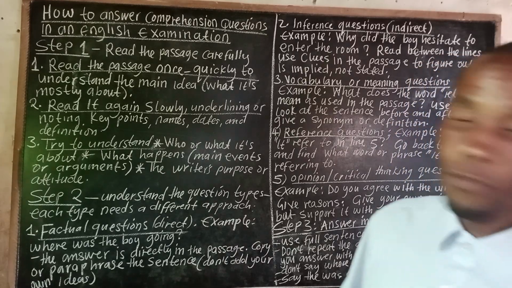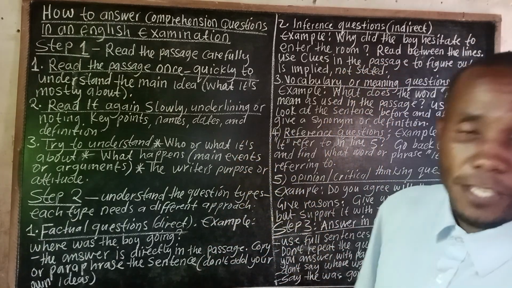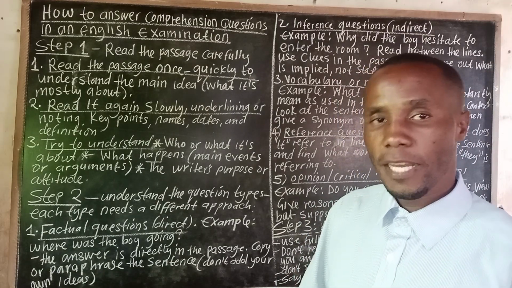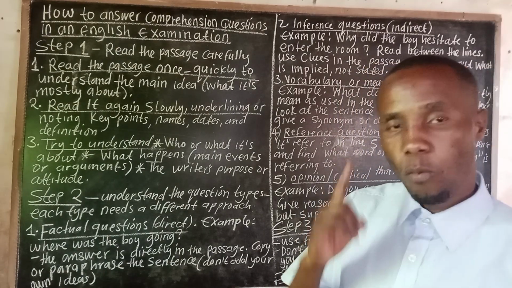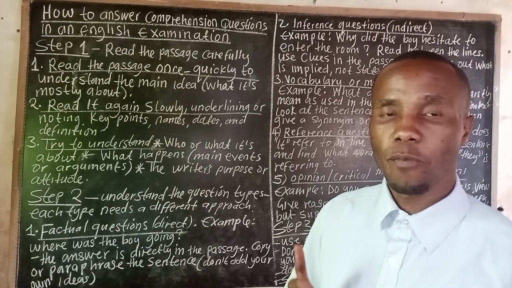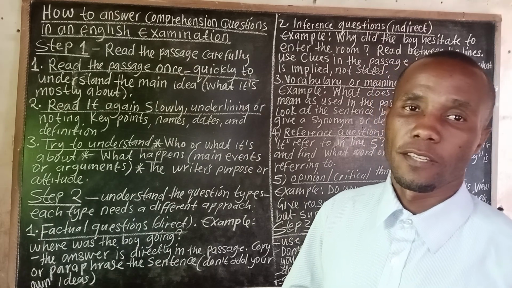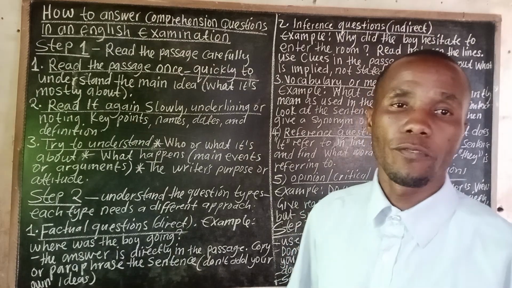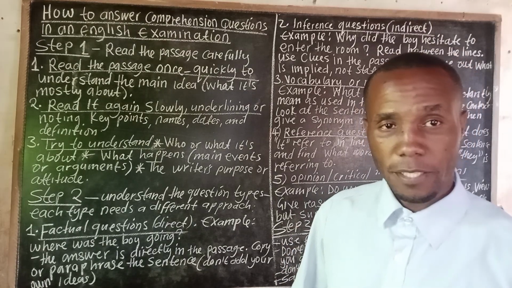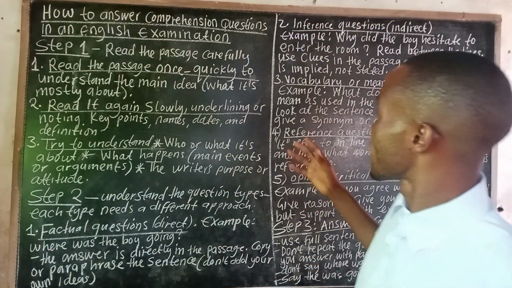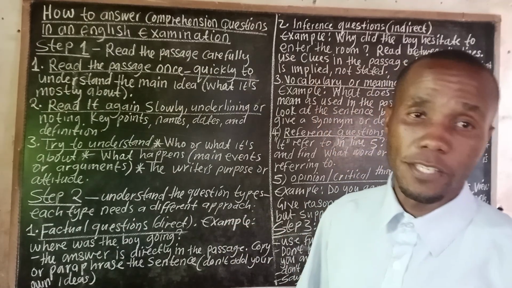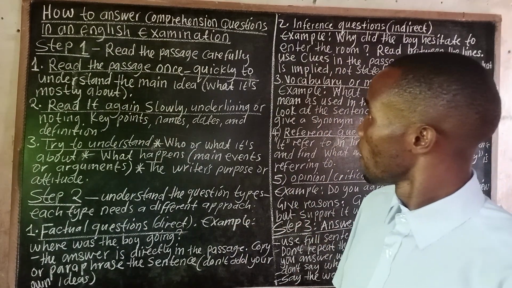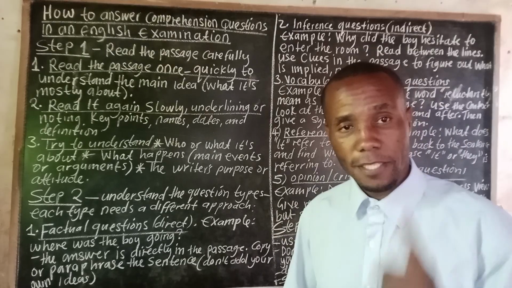The other thing that I want you to know is comprehension carries a lot of marks in English. Comprehension alone carries 20 marks. One question, 2 marks. One question, 2 marks. So there are mostly 10 questions, which will give you 20 marks. So it's very, very important to understand how to go about comprehension in English. Okay, so step one, read the passage carefully. That's the first step.